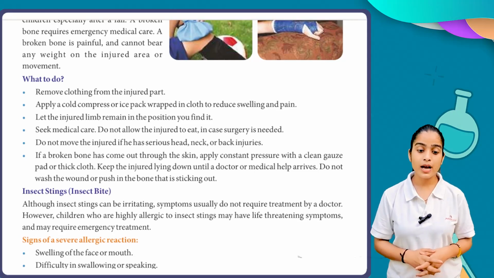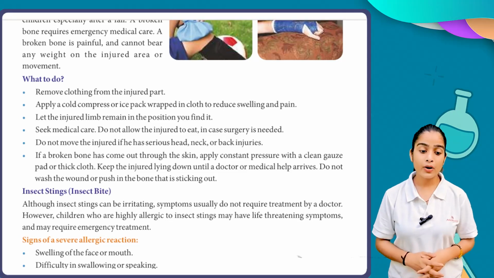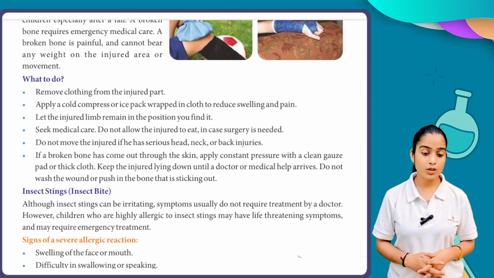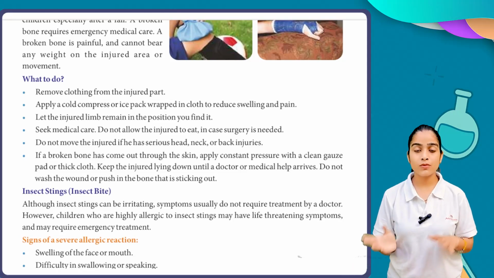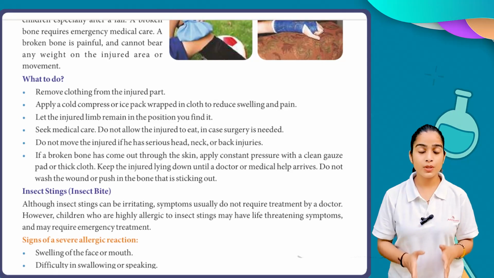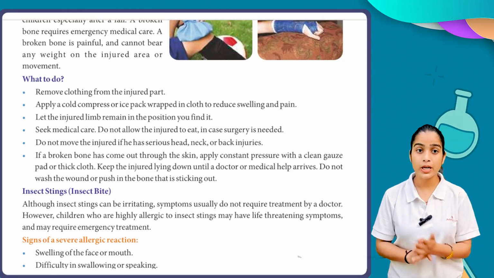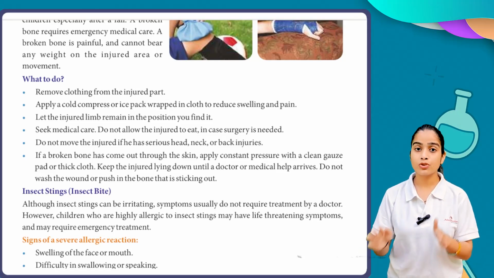If a broken bone has come out through the skin, apply constant pressure with a clean gauze pad or thick cloth. Keep the injured person lying down until a doctor or medical help arrives. Do not wash the wound or push in the bone that is sticking out. If you see the bone outside of the skin, first of all, make sure that the position of the person does not change. The second thing, you have to take medical supervision of an expert and wait, and keep in mind the position of the person should be the same.